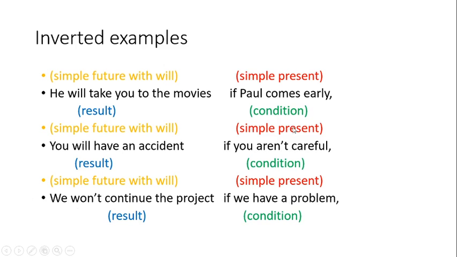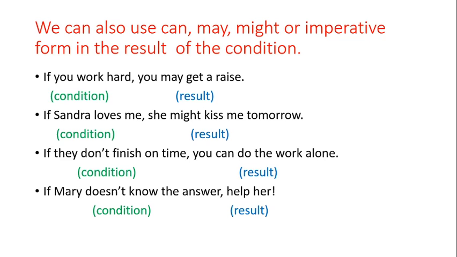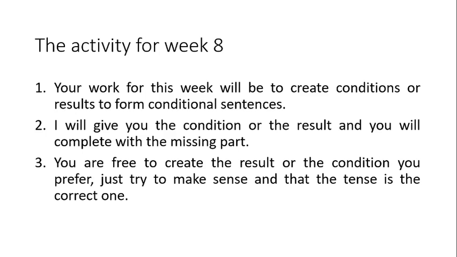So basically, this is what you're going to do in the work for this week, guys. If you are going to make the activity for this week, you're going to create conditions or results to form conditional sentences. I will give you the condition or the result, and you will complete the missing part. So sometimes the condition is going to be missing, and sometimes the result is going to be missing. You are free to create the result, the condition you prefer. Just try to make sense and that the tense is the correct one. Yeah, because you don't try to make a sentence that when you read it, there is no meaning in it, right? So you try to make it in a way that it has a meaning.